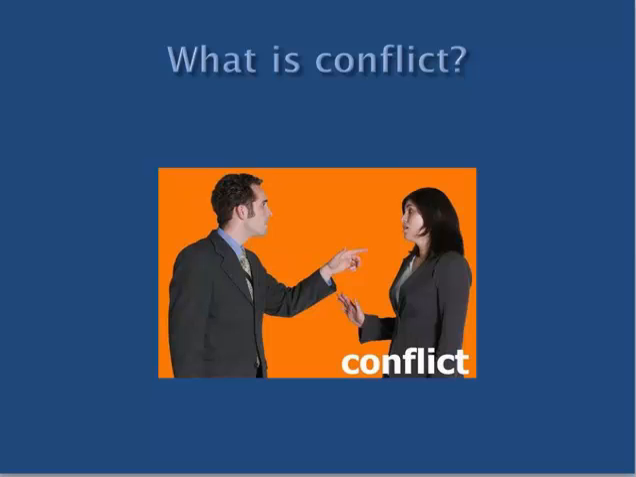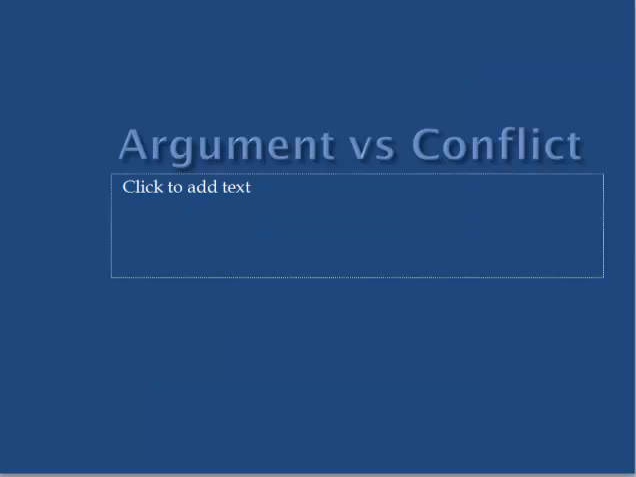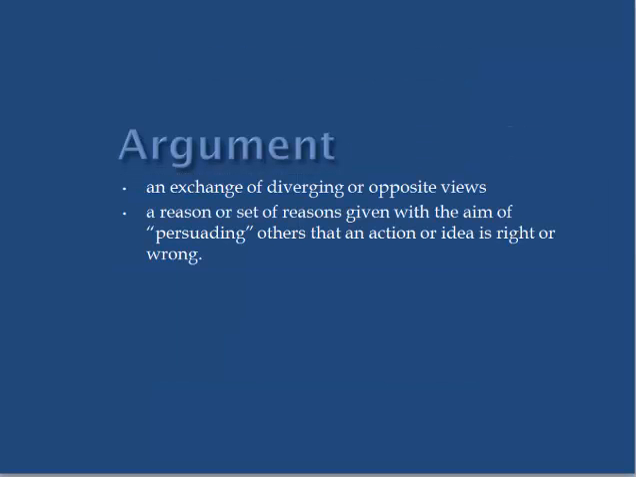Most people think that an argument and a conflict is the same thing. I see them as two individual concepts. So first of all, let's look at what an argument is. An argument is an exchange of views. So when you're talking with somebody, you're trying to give them your view. The second part of this is they're trying to persuade you that their view is different than yours.